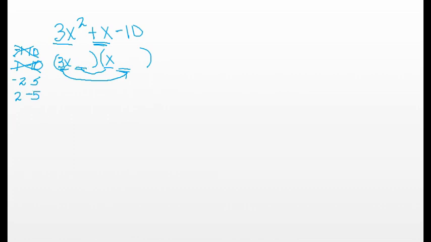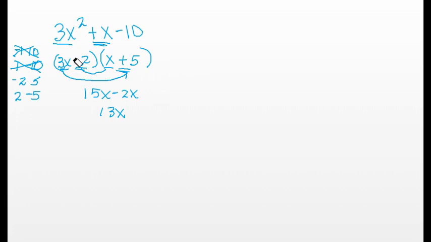What I'm not sure about is which one needs to be positive and which one needs to be negative, and where I should place them. And so if I place my negative 2 here and my positive 5 here, again, these two, when I multiply them together, give me my first term. When I multiply the last two together, it gives me my last term. When I multiply the outside terms together, I get 3x times 5, which is 15x, and negative 2 times x, which is negative 2x, and that's going to give me 13x, which doesn't give me my positive x value.